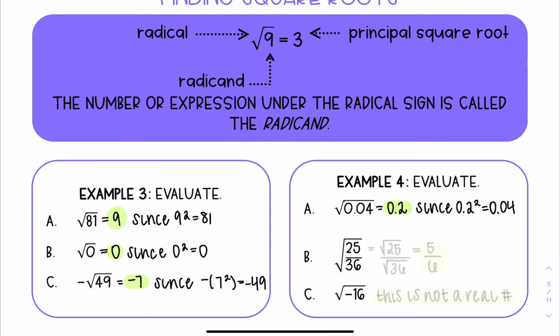The square root of 25 over 36. So we can actually split this into two separate radicals. We've got the square root of 25 over the square root of 36. Well, the square root of 25 is 5, and the square root of 36 is 6.